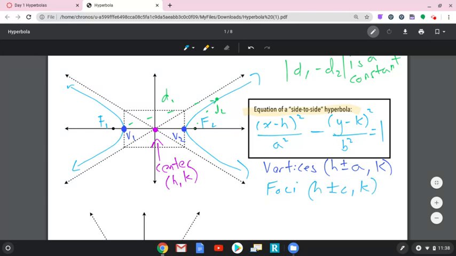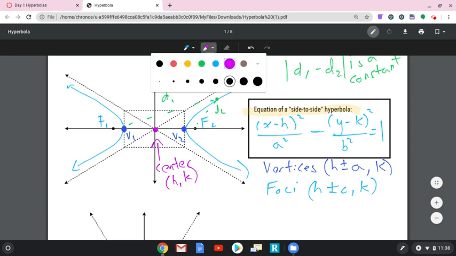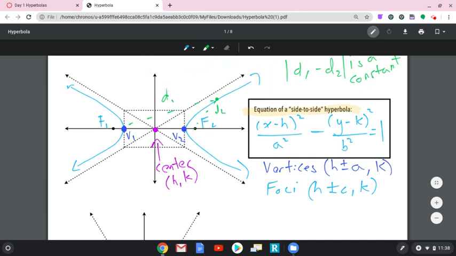All right. Now, the other thing that we're going to talk about here, when we think about this, we have our foci, vertices, and all that. There's something else we're going to talk about. We're going to talk about a transverse axis. This is our transverse axis. I'm going to highlight it in green.